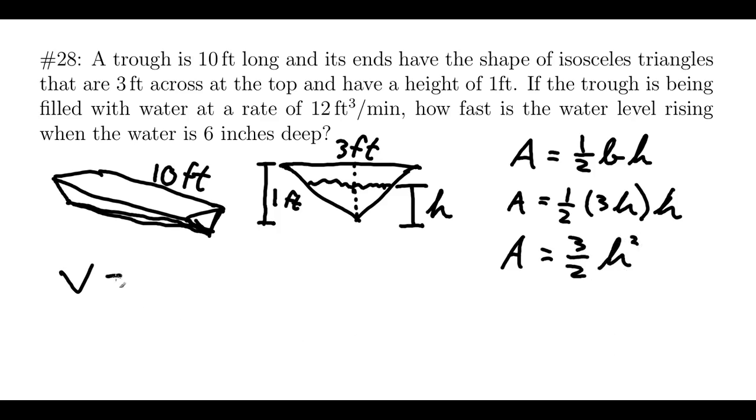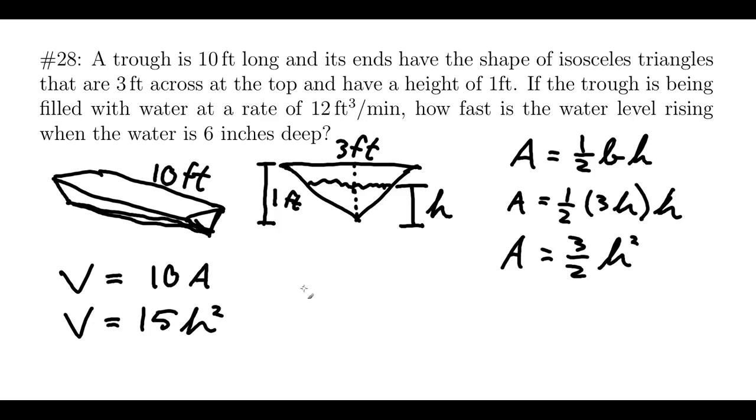Now the volume of the whole trough will again be this length of 10 feet times the area. So multiplying there, it looks like we have 15h squared as our volume. Now we have a nice relationship between height and volume. We need to figure out how to relate the rates, and that means we need to differentiate.